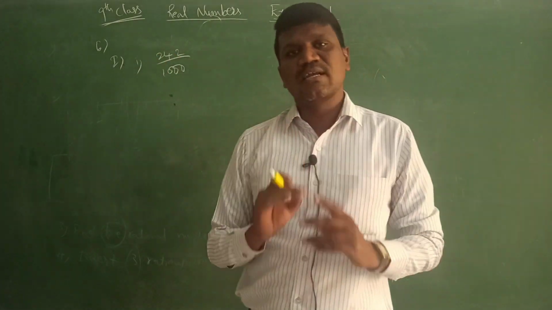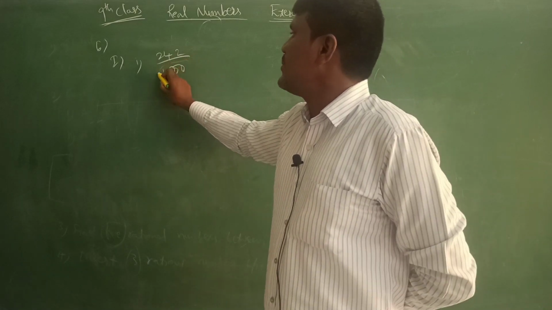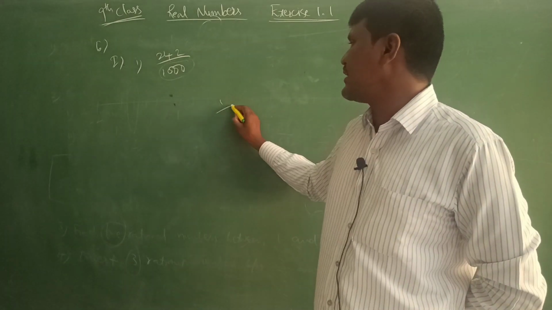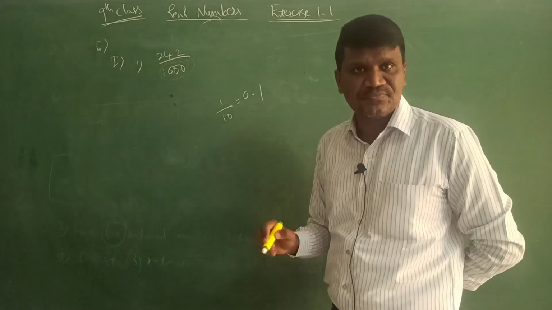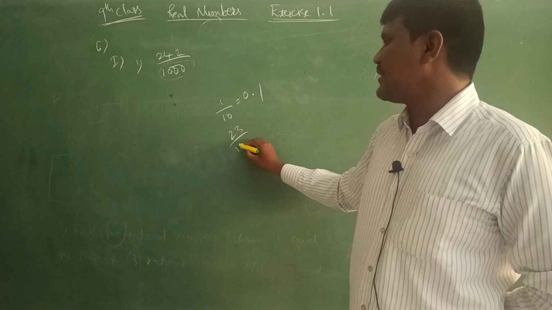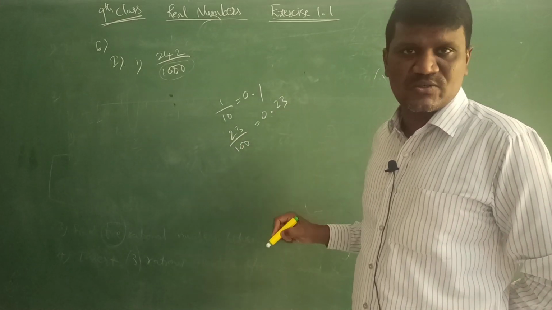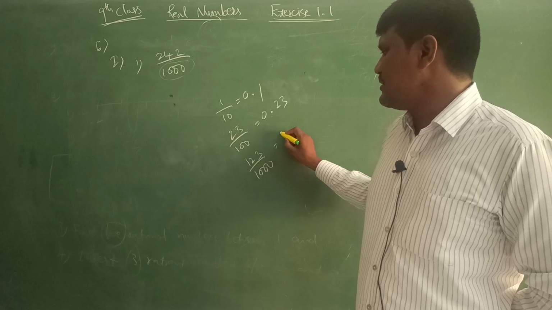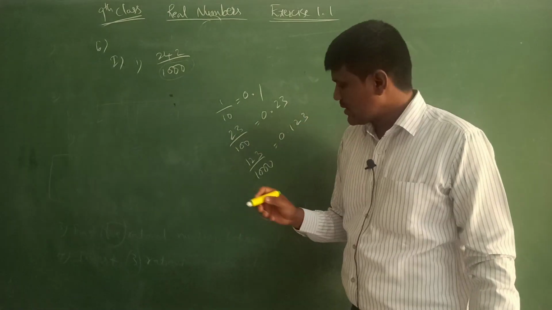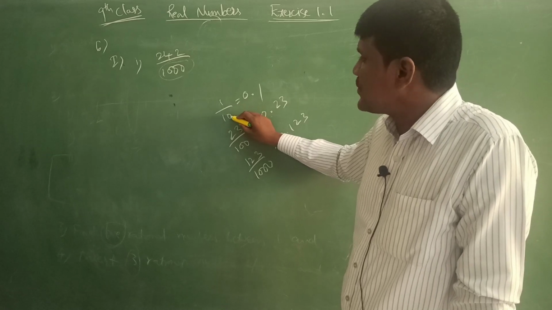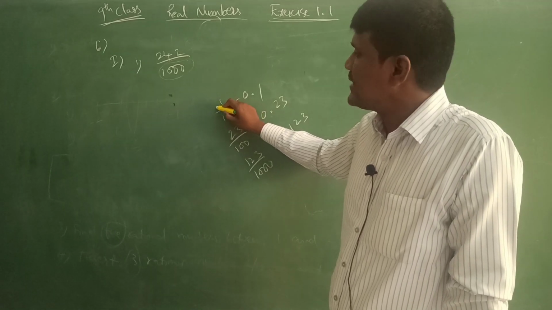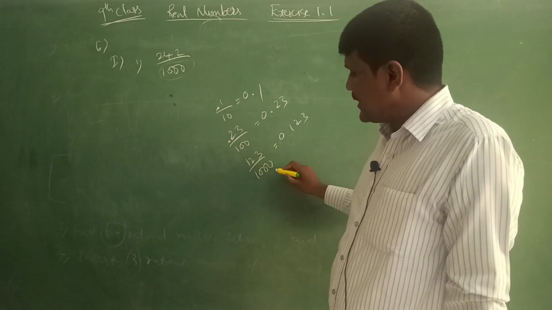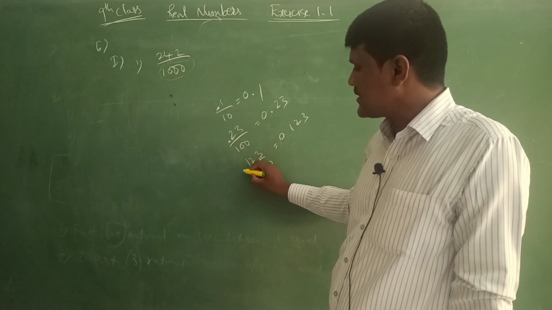Note one thing, children: if there is 10, 100 or 1000 in the denominator, you can easily do it. Suppose 1 by 10, we can write 0.1. If 23 by 100, we can write 0.23. You already know this. Suppose 123 by 1000, we write 0.123. That means if the denominator has 10, put the decimal after 1 number. If the denominator has 2 zeros, put the decimal after 2 numbers. If the denominator has 3 zeros, put the decimal after 3 numbers.